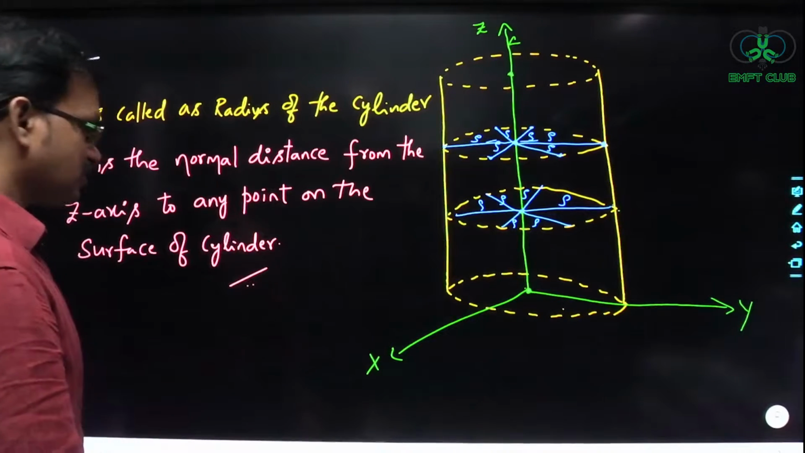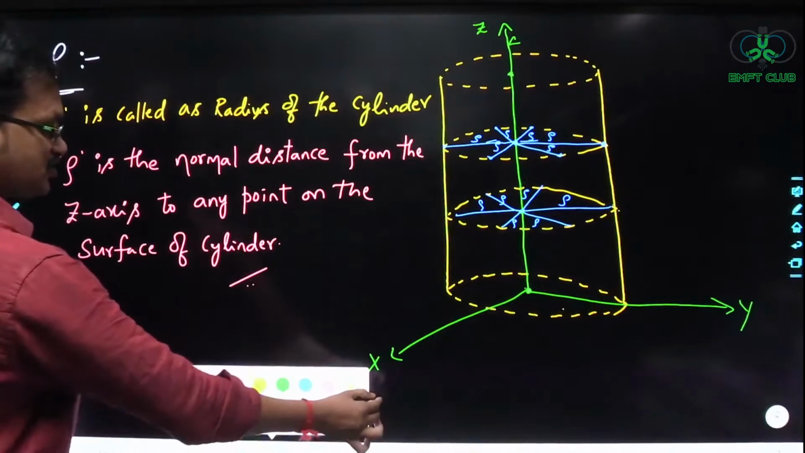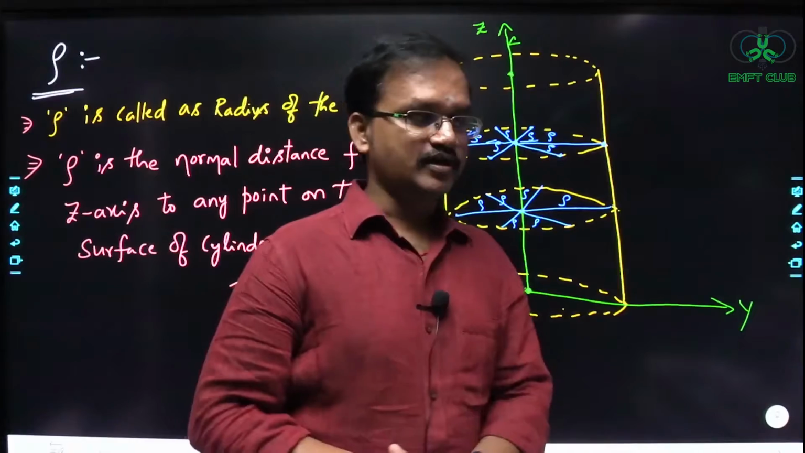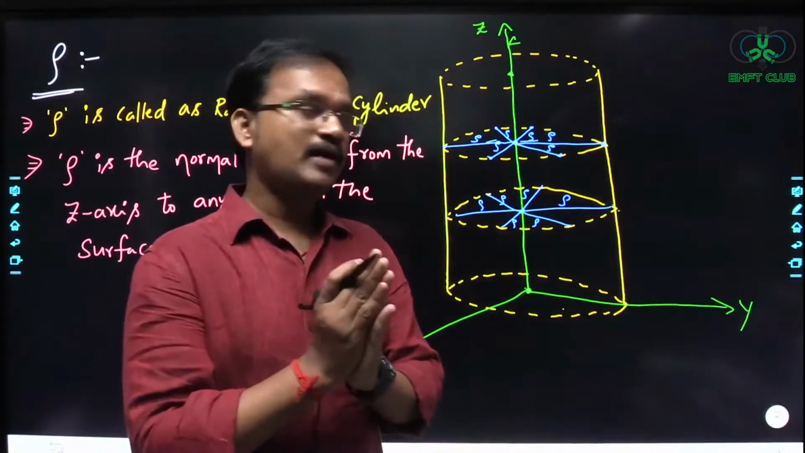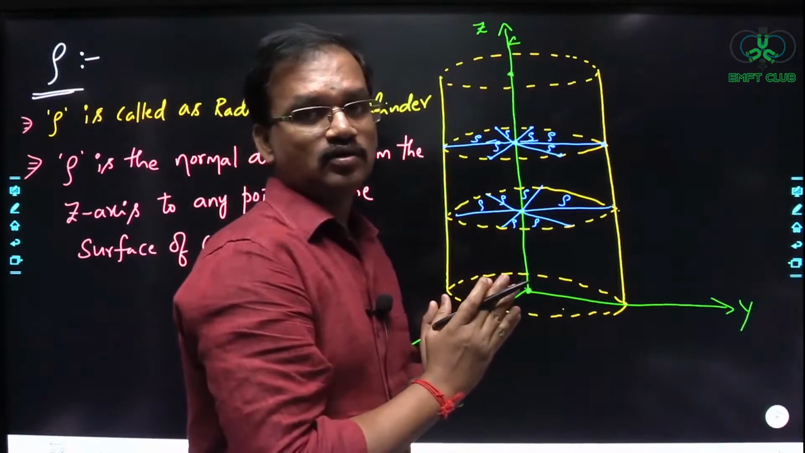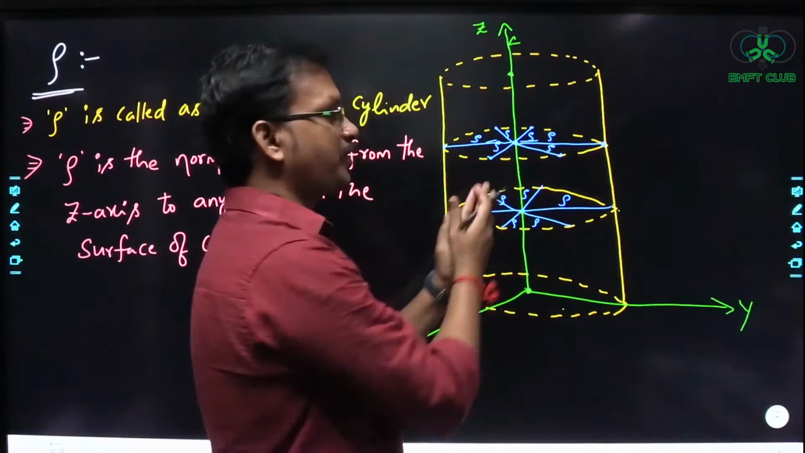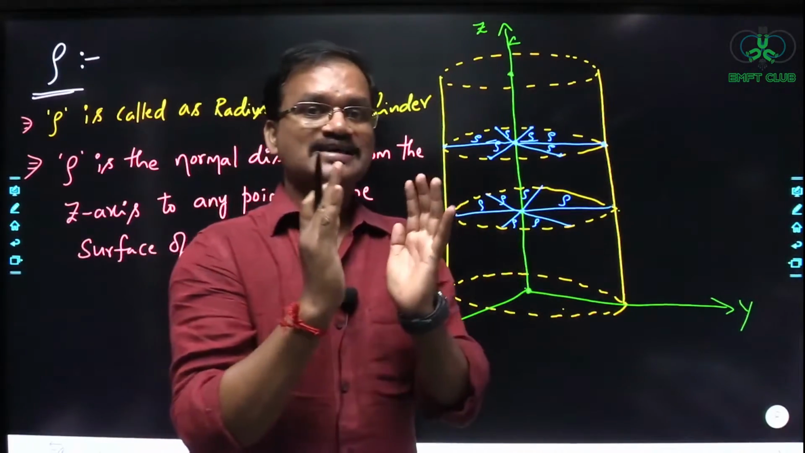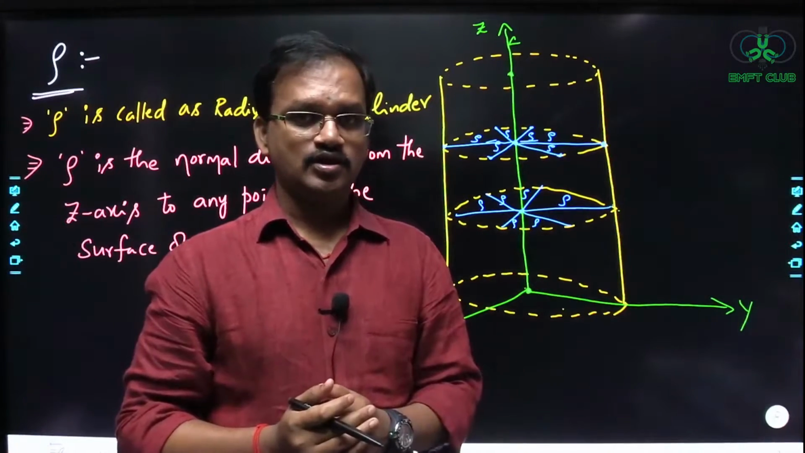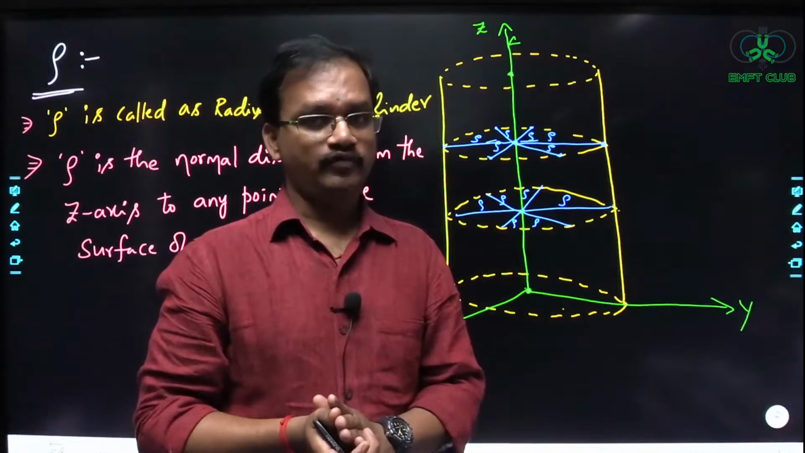Next, what is the range of rho? We have to see what the range of rho is. See here, as rho decreases, what will happen? The size of the cylinder is going to decrease, or not? Yes or no? As rho decreases, the size of the cylinder also decreases, and as rho increases, the size of the cylinder also increases. Which means as rho varies, the size of the cylinder is going to vary.